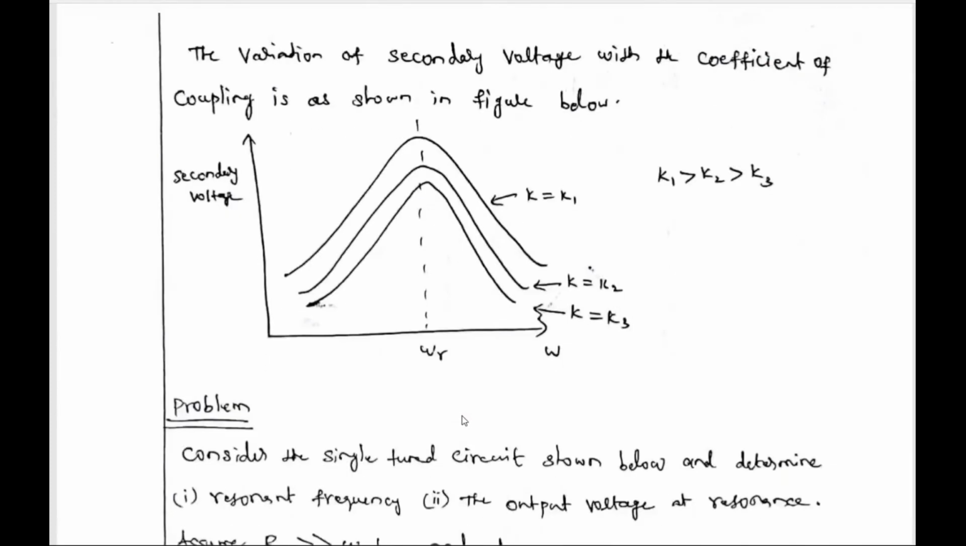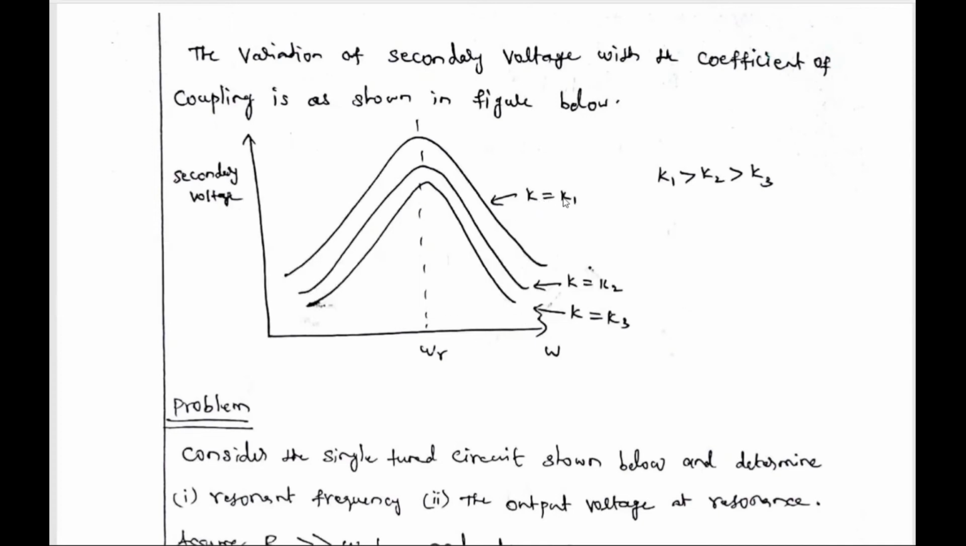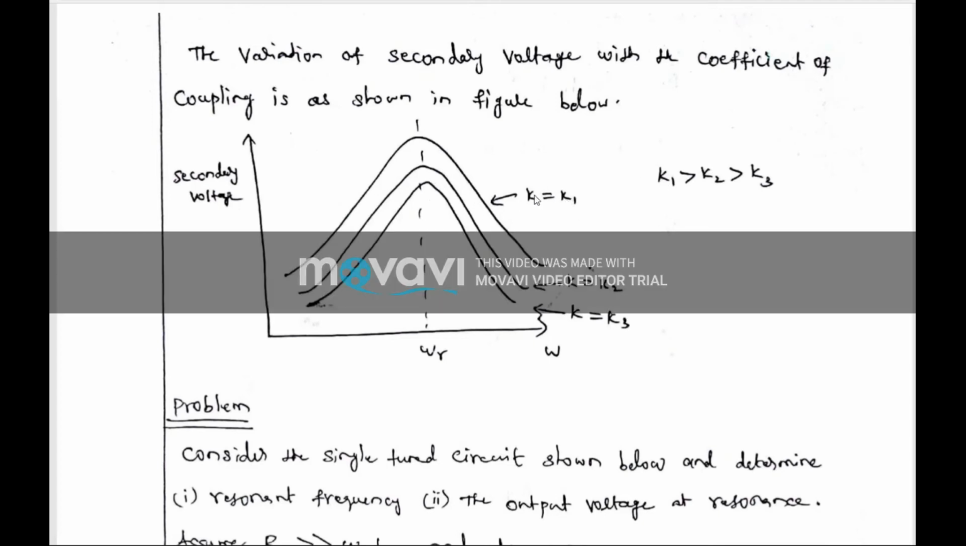So this is the graph. This graph shows the variation of the secondary voltage with respect to the frequency for different values of the coefficient of coupling. Here you see, this is for k equal to k1, and the center graph shows the values k equal to k2 and k equal to k3. Here the k1 value is very large when compared to the inner graph.